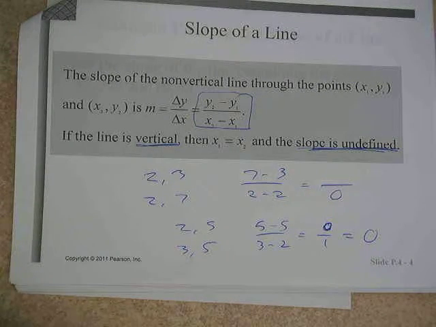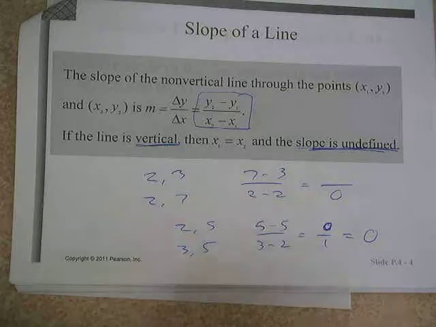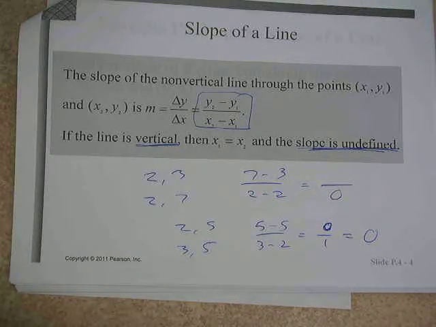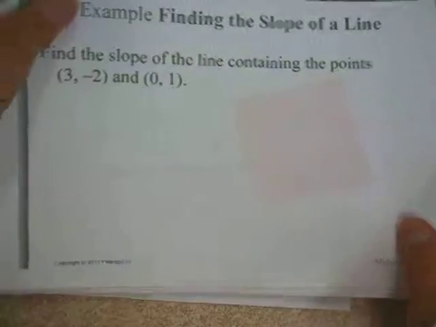And remember that 0 on top is okay. The answer is simply 0. So a horizontal line is going to have a slope of 0. Okay? So make sure we're careful about where the 0 is. If it's on the bottom, we have problems. If it's on the top, it's fine. It's just 0, and that's it.